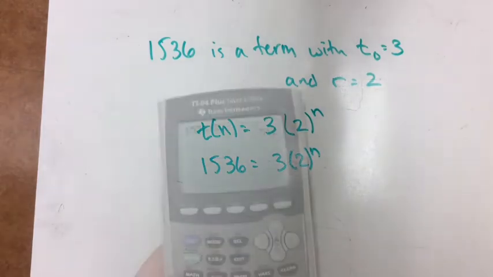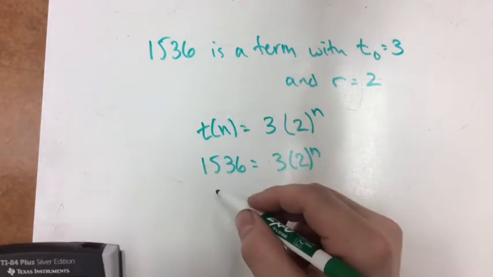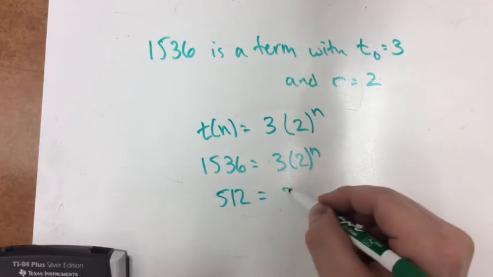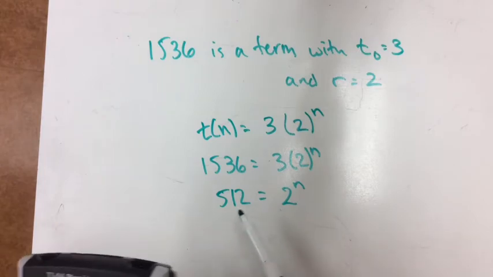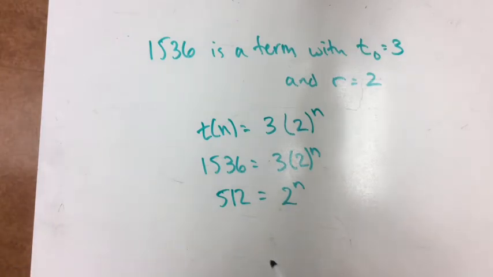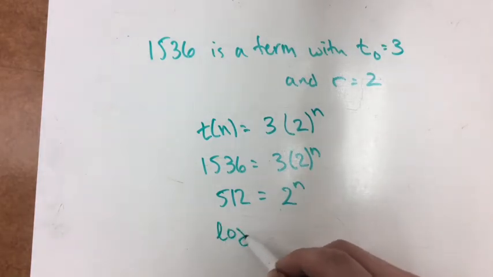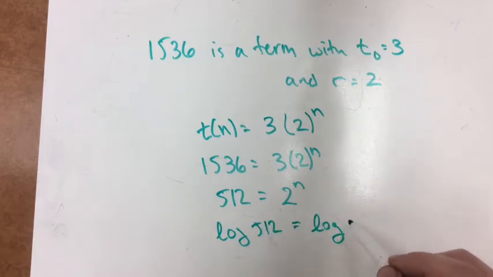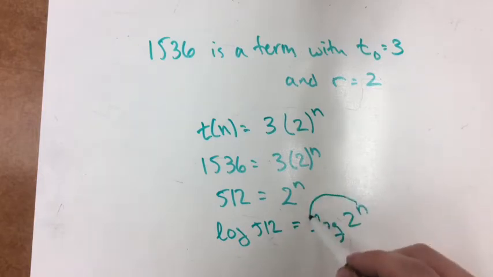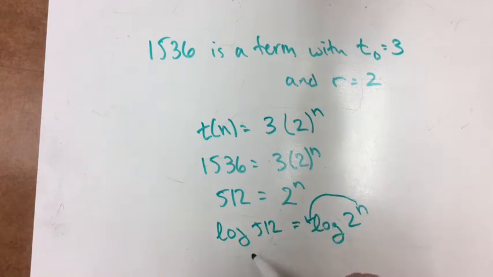Okay, and I'm going to pause while I go get a calculator. 1536 divided by 3 is 512. So 512 equals 2 to the n. And to solve this, we're going to have to use our good friend log. If we remember, we have the log rule of, if we log both sides, okay, so log of 512 equals log of 2 to the n. When we have an exponent on a log, we can bring this exponent down to the front. So now we can rewrite this as log 512 equals n times log 2.